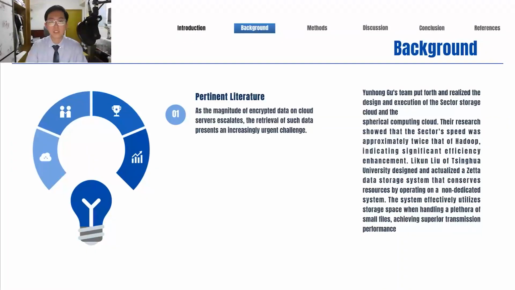And pertinent literature. As the magnitude of encrypted data on cloud service escalates, the retrieval of such data presents an increasingly urgent challenge.